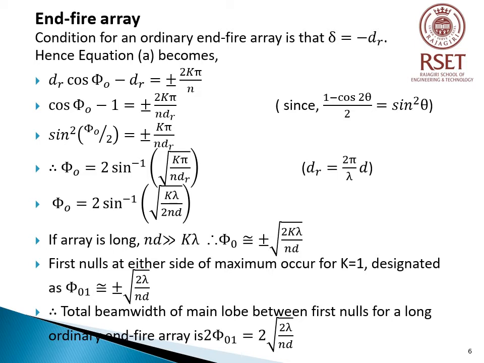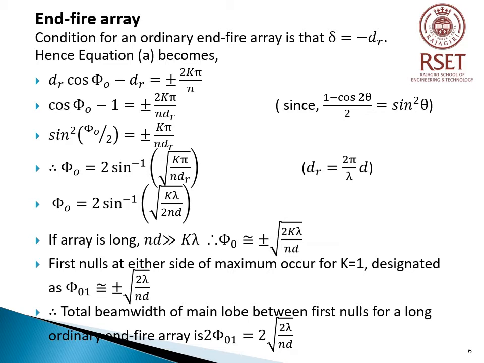Okay, and we have the expression 1 minus cos 2 theta by 2 equal to sin squared theta. So we are taking this cos phi naught minus 1, that becomes sin squared phi naught by 2, which is equal to k into pi by n into dr. The 2 cancels. Okay, and therefore phi naught is equal to 2 into sin inverse root of k into pi by n into dr, and since dr is equal to 2 pi by lambda into d, that is the distance in radians in terms of the actual physical separation d, we get phi naught as 2 into sin inverse root of k into lambda by 2 into n into d.